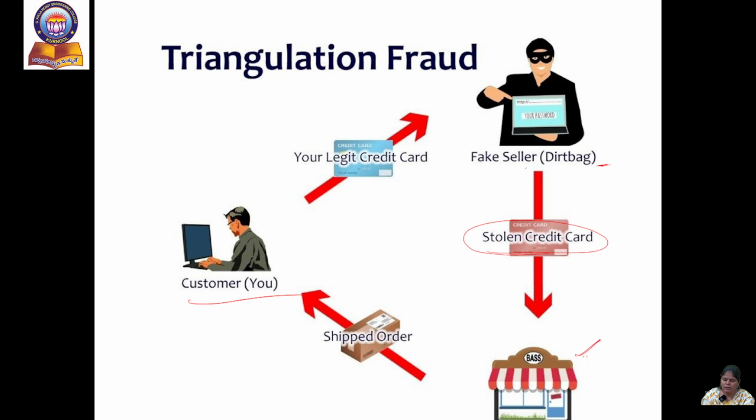So here the customer doesn't understand who has bought these particular things from that website. The process goes on continuously. This triangulation process continues until the amount in the credit card has elapsed. Right?